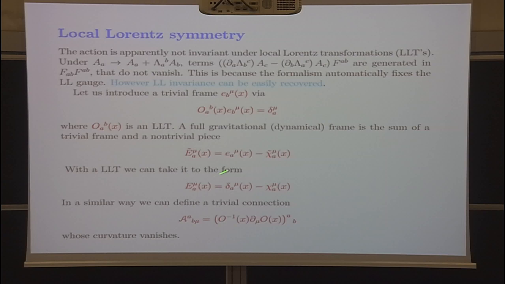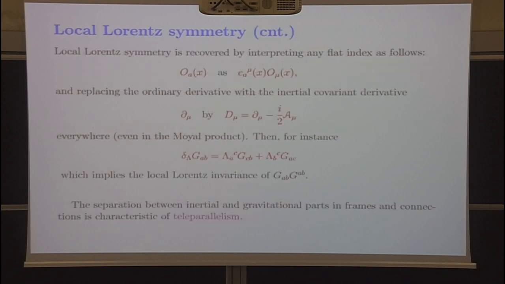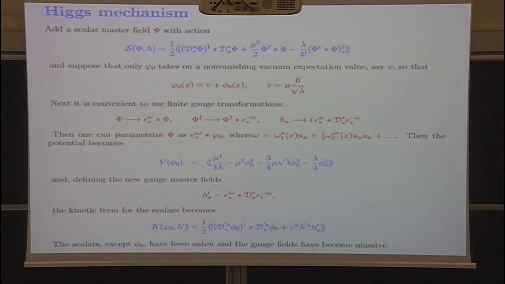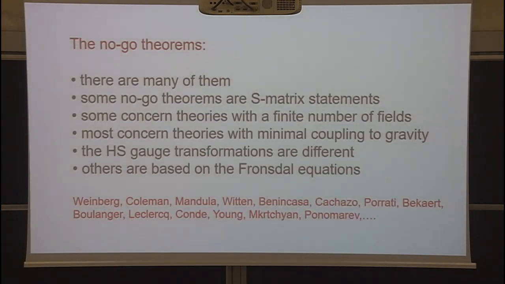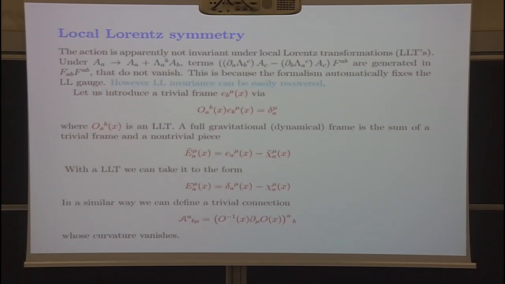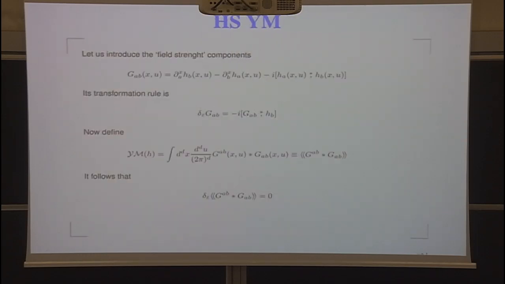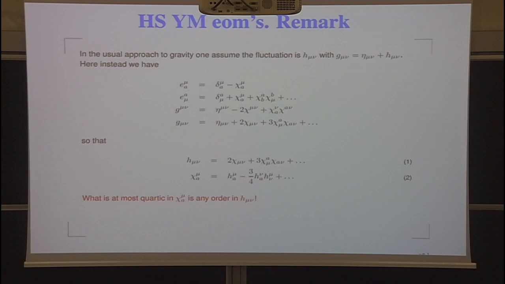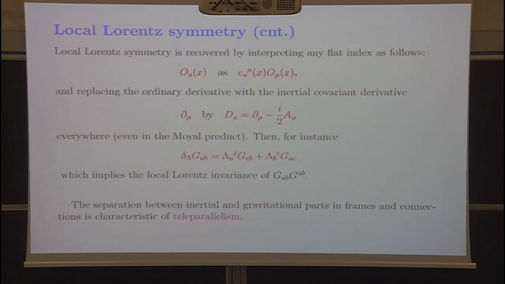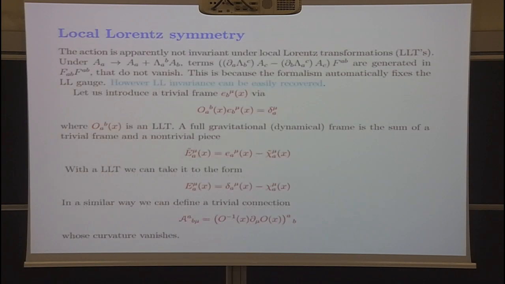Now, with a local Lorentz transformation, we can transform this by doing the inverse of this. You can transform this into the field that we saw before, which was here. Ah, no, sorry, I went the wrong way. For instance, this field here. They coincide.